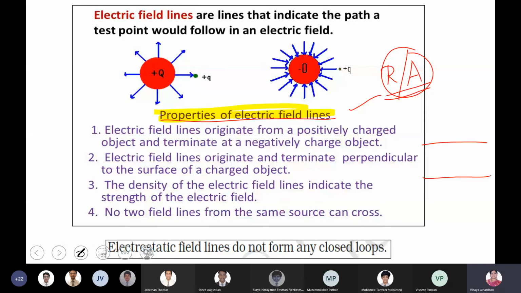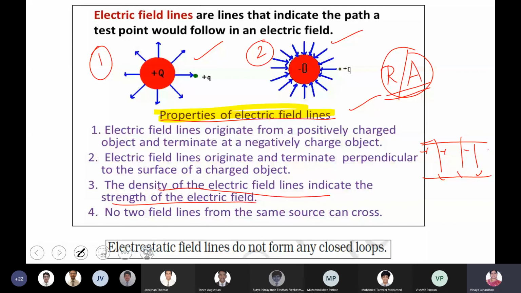Second one. The electric field lines originate and terminate perpendicular to the surface of a charged object. So all the field lines are perpendicular. The density of the electric field lines. Now look at these two diagrams, diagram 1 and diagram 2. In which diagram do you have more field lines? The second one, ma'am. Yes, so the density of the electric field lines indicates the strength of the electric field. The more crowded the electric field lines, the more the strength.